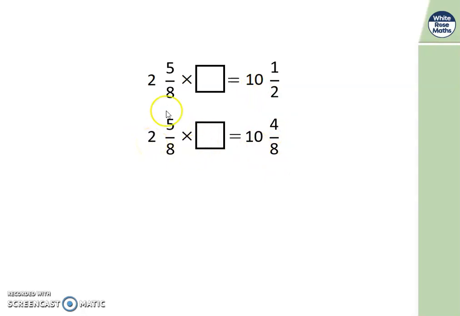Let's now, to help us with this, change this to an improper fraction and this to an improper fraction. 2 times 8 is 16, add 5 is 21. 10 times 8 is 80, add 4 is 84. And now you should be able to see how many times 21 will go into 84. 20 times what is 80. 1 times what is 4. The easiest part there is 1 times 4 is 4. And 20 times 4 is 80. So we know the missing number is 4.